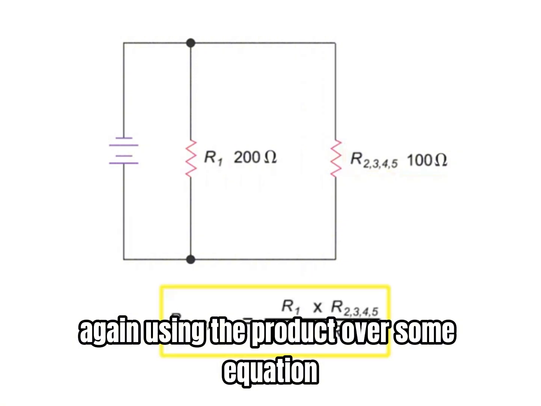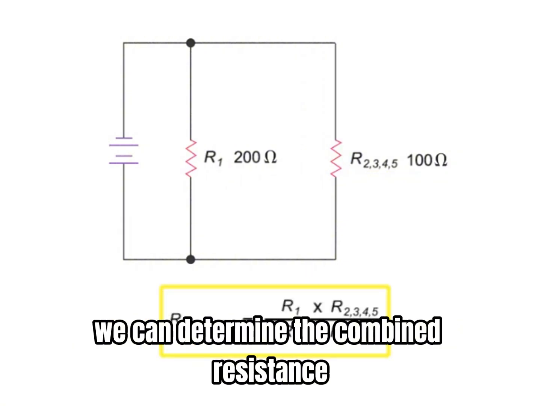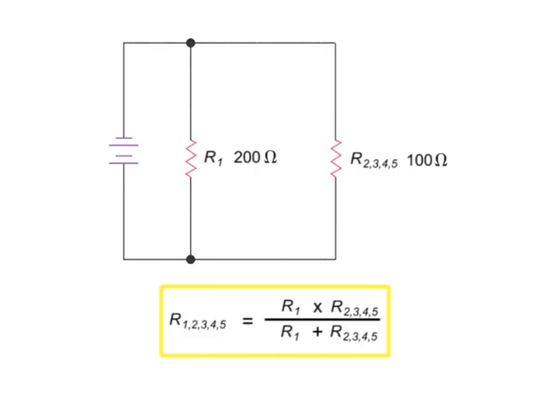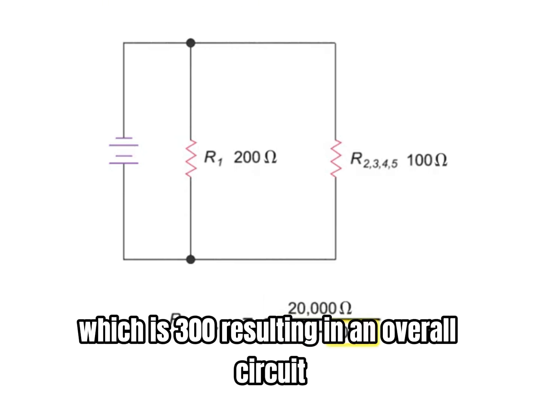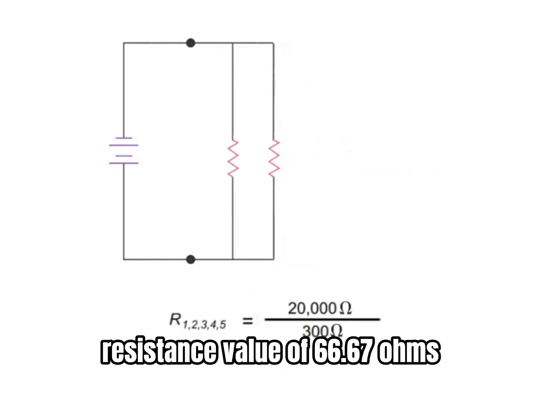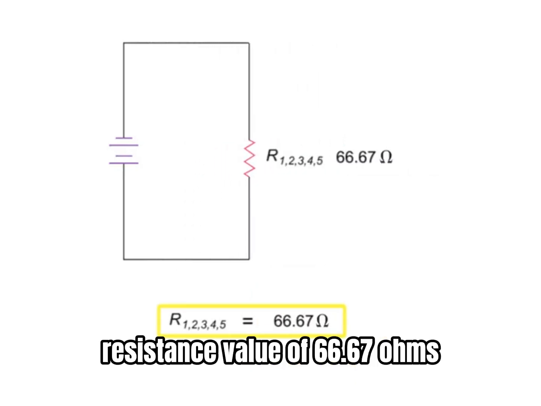Again, using the product over sum equation, we can determine the combined resistance. Multiplying 200 times 100 gives 20,000, divided by 200 plus 100, which is 300, resulting in an overall circuit resistance value of 66.67 ohms.